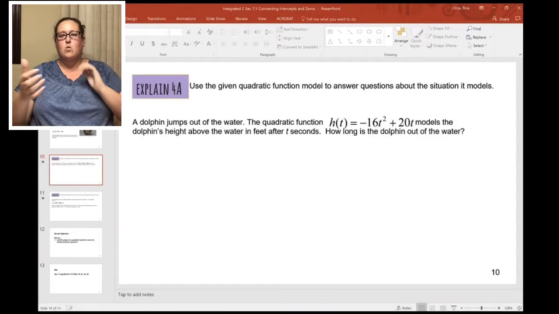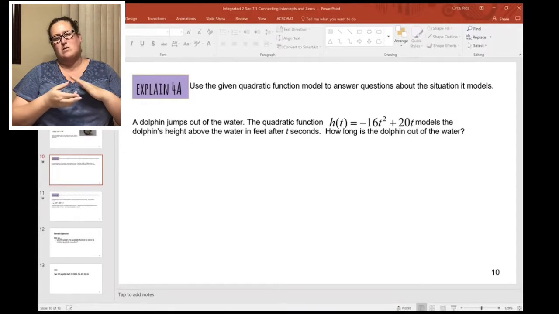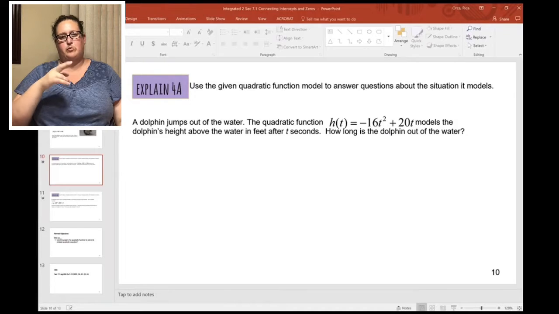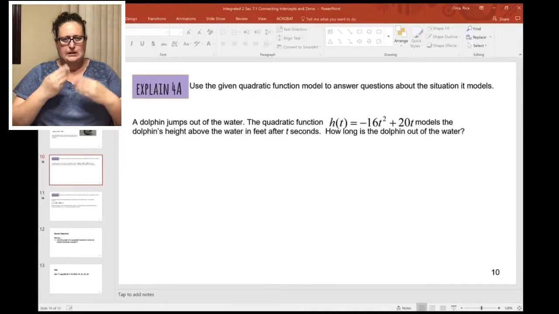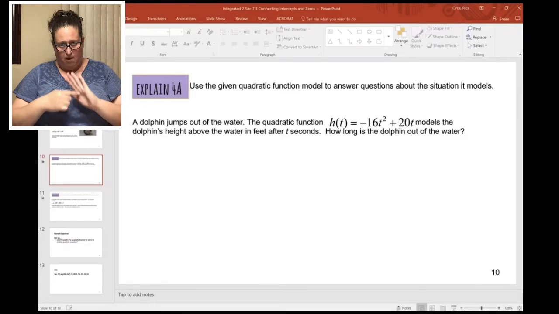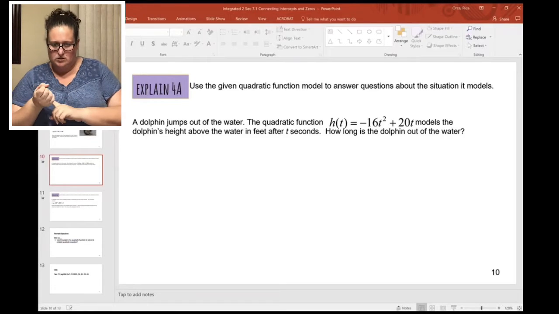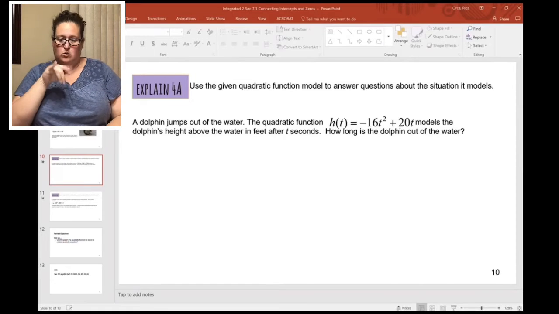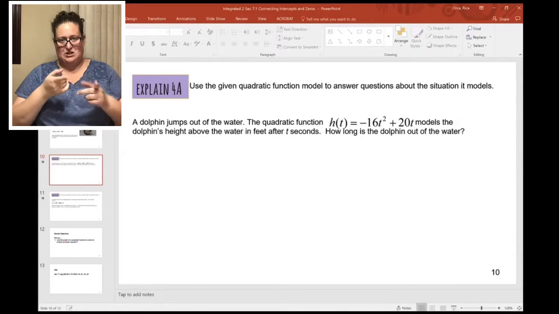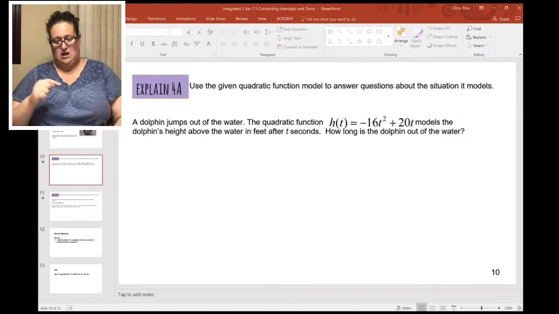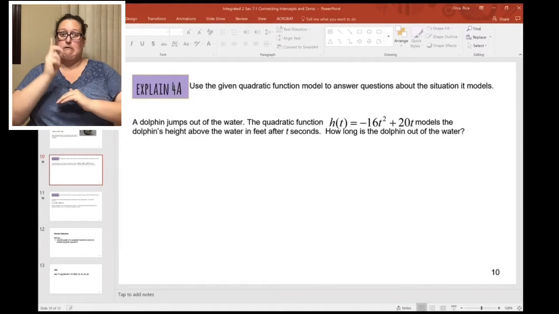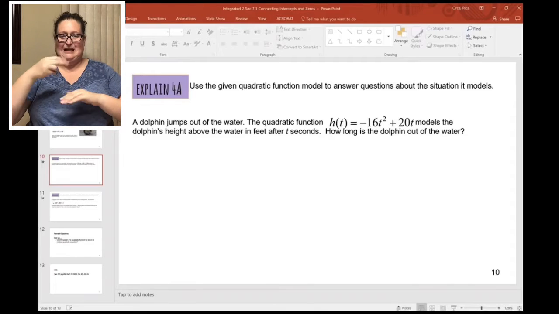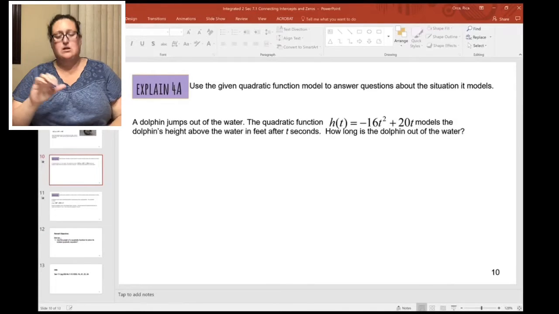Welcome back, class. Today I want to look over this projectile motion problem. It says, use the given quadratic function model to answer questions about the situation. A dolphin jumps out of the water. The quadratic function h of t equals negative 16t squared plus 20t models the dolphin's height above the water in feet after t seconds. How long is the dolphin out of the water?